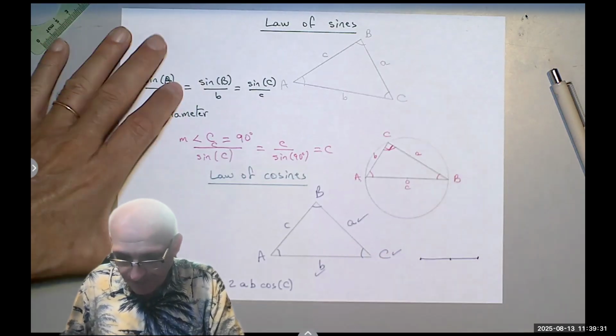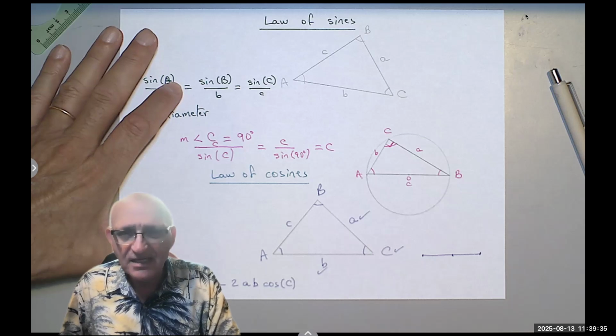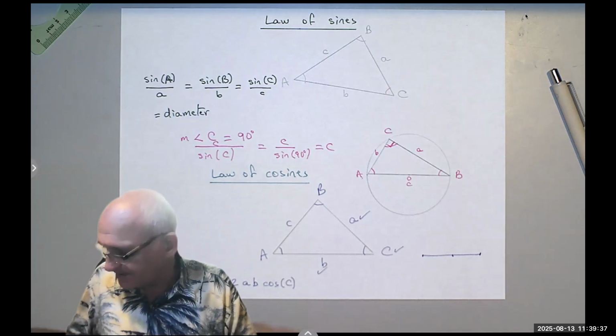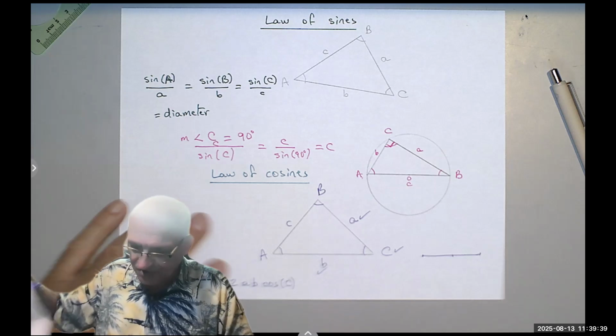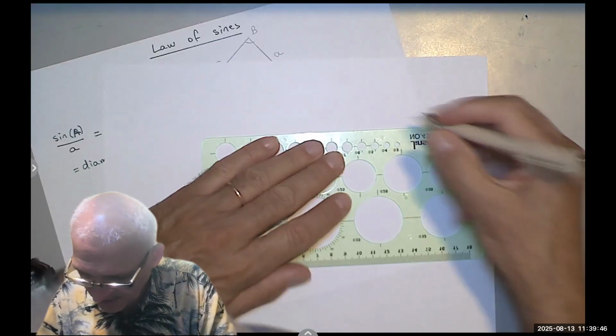Between these two, you can solve really anything. Meaning, let's take an example. Let's say I have a triangle. Let's draw any triangle. I don't care what.